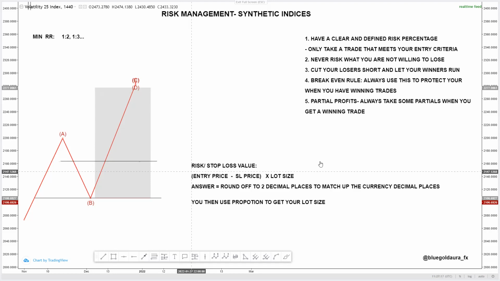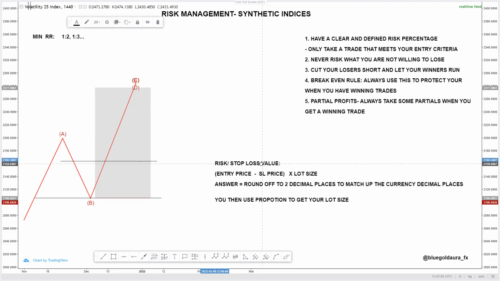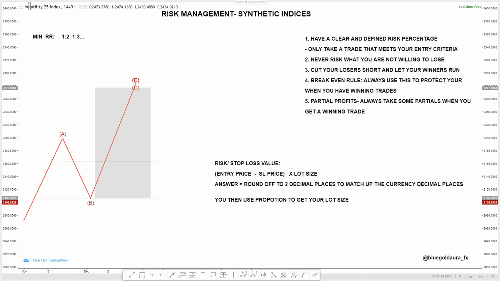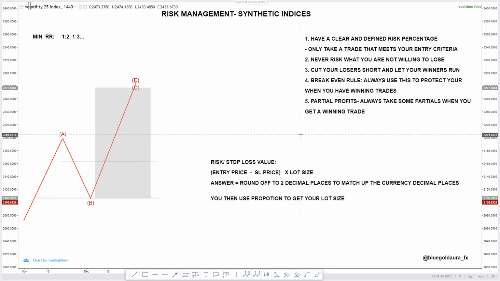So let's continue, guys. Now I'm focusing on how you calculate the risk percentage on the VIX or synthetic indices. This is where I wanted to go, and I made sure to lay a little bit of foundation when it comes to your risk management. It's not just about calculating, it's about the whole process. So how do you calculate? This is how you calculate your risk percentage, or your risk or stop loss value in terms of money.